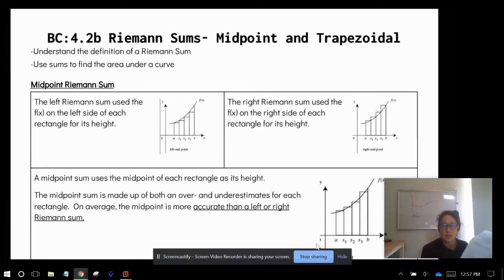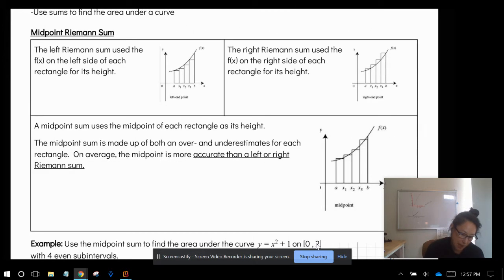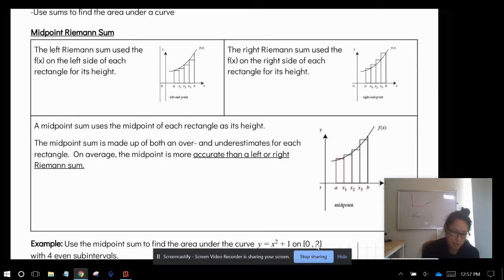We already looked at left and right Riemann sums. We're going to look at midpoint and also using trapezoid to estimate the area underneath the curve. So our left sum uses the left height of the rectangle, our right sum uses the right height of the rectangle. And now what we're going to do is actually use the midpoint between our two x values, so the midpoint of delta x, to get the output of our rectangle.